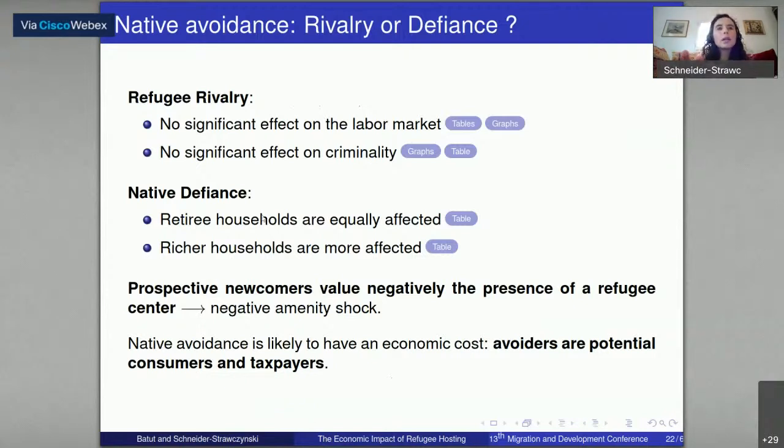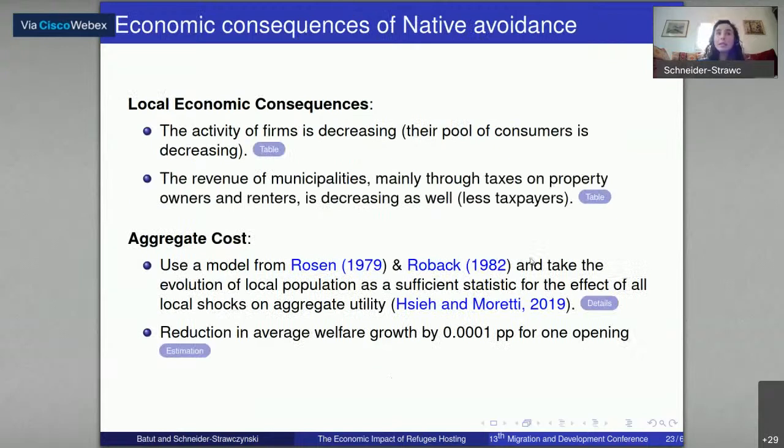And also we find that richer households are more affected, which also makes sense because they would have more relocation choices. And so this native avoidance, in any case, is likely to have an economic cost because the avoiders are potential consumers and taxpayers. And indeed, we do find that there are some economic consequences of this native avoidance.